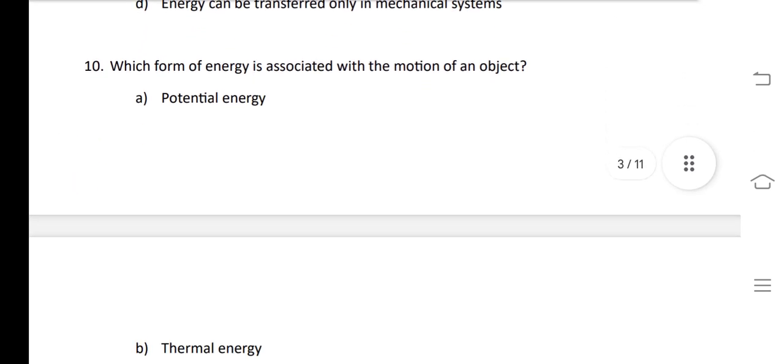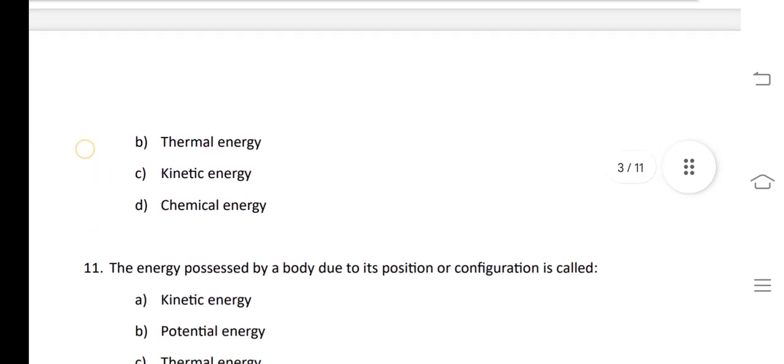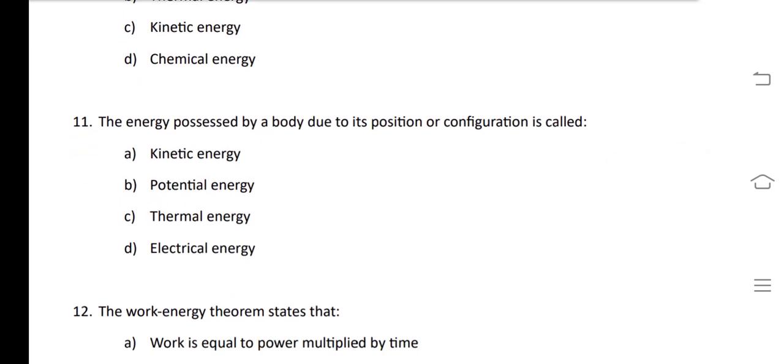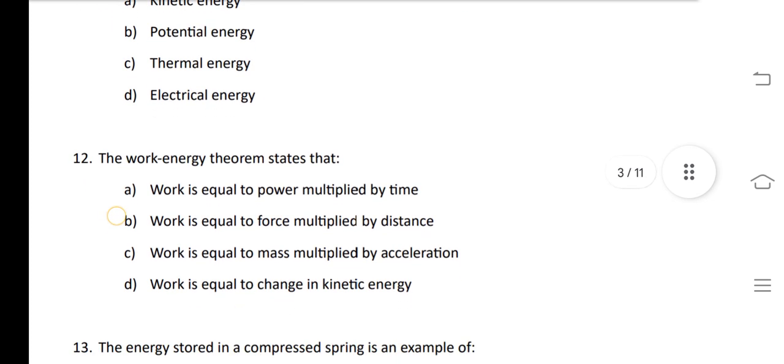Our next question is: which form of energy is associated with the motion of the object? The energy of that moving object is called kinetic energy. Option number C is the correct answer. Our next question is: the energy possessed by the body due to its position or configuration is known as potential energy. So the correct answer is option number B, that is potential energy.